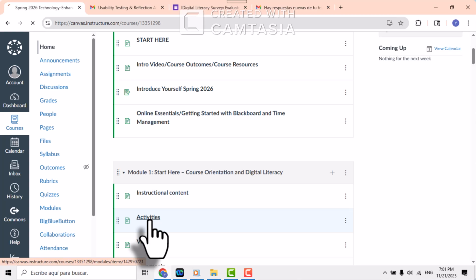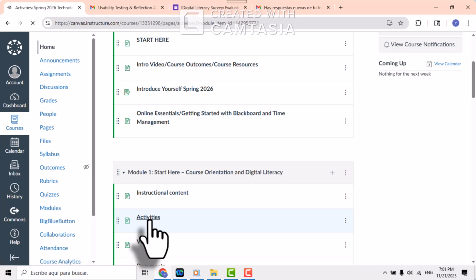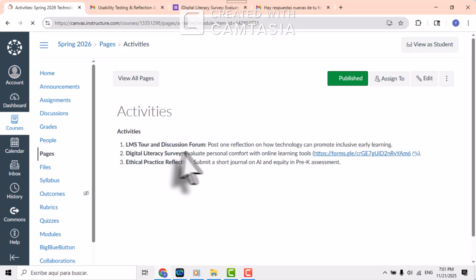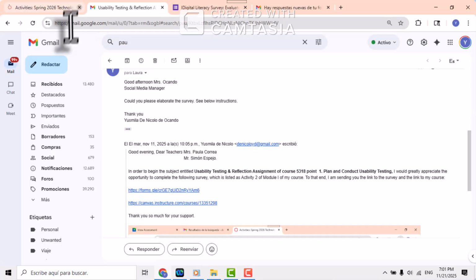Purpose of usability testing. The goal of usability testing was to evaluate how real users navigate the Start Here section and Module 1 before launching the course. Usability testing, as Krug emphasizes, helps us discover how people actually use a system, not how we assume they will. By observing authentic interactions, we can identify barriers early and refine design choices to improve the learner experience.